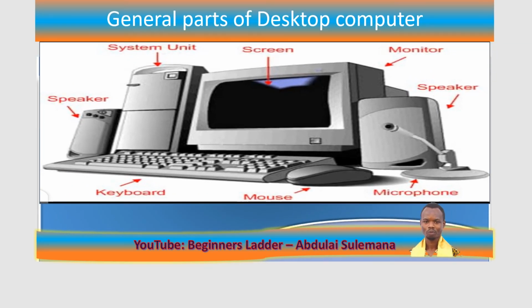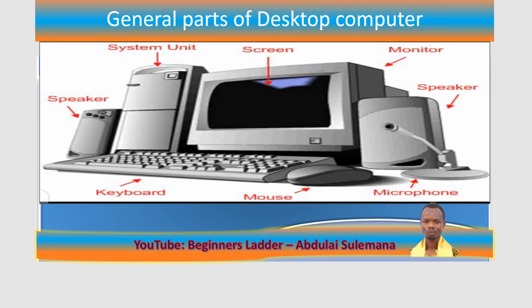General parts of a desktop computer. We have what we call the system unit. Inside the system unit, we have the motherboard, the processor, the RAM, the ROM, and so many things. We have a screen, we have the monitor. The screen is found in the monitor. We have the speaker, the microphone, the mouse, and the keyboard.